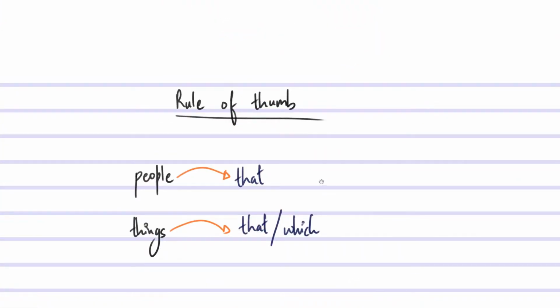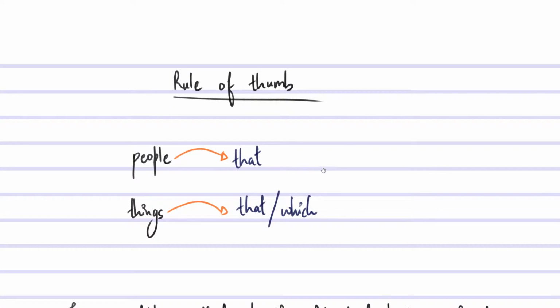Okay, let's check out what the rule of thumb is. We always use the relative pronoun that when we want to refer to people. If we want to refer to things or objects, we can use either that or which.